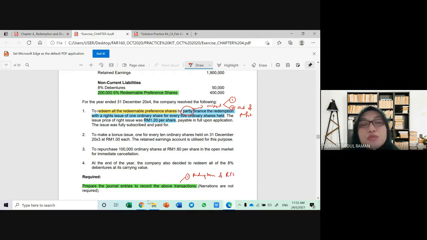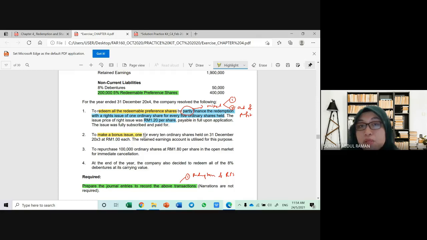Now let's move to number 2. Number 2, the company wants to make a bonus issue, 1 for every 10 ordinary shares held on 31st December 2003 at RM1 each. The retained earnings account is utilized for this purpose. Number 2 is actually not the main content of chapter 4. However, it is a continuation from chapter 3. It still can be tested because it is under one roof, under company transactions. So it still can be tested in this question.